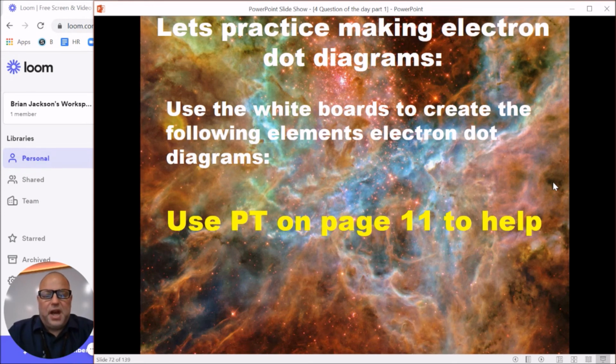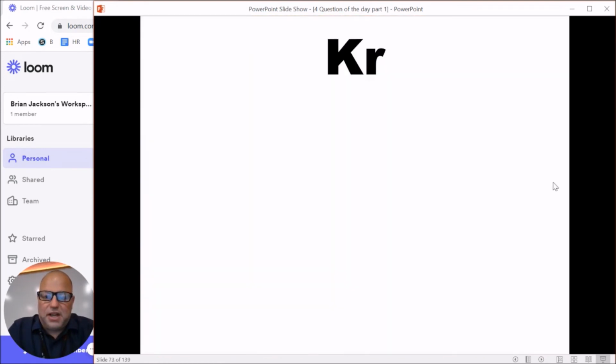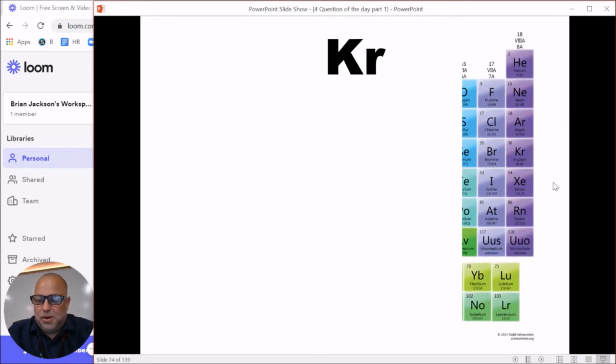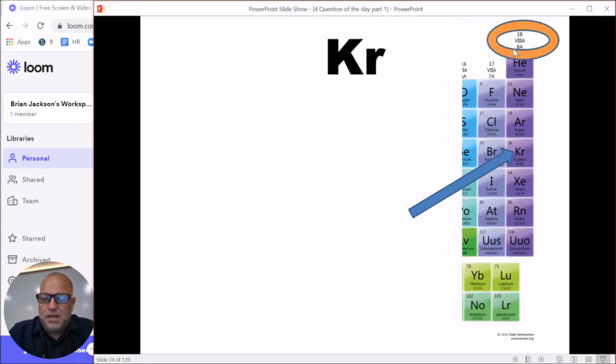Okay, then the other thing to talk about are the dot diagrams, right? The dot diagrams are worried about those valence electrons again, so how many electrons are in the outermost ring of whatever the element is. So how about this one right here? We're talking about some krypton. Krypton is right here at the very edge of the periodic table. If you look above it, it's got Roman numeral 8, so that means it's got 8 valence electrons.